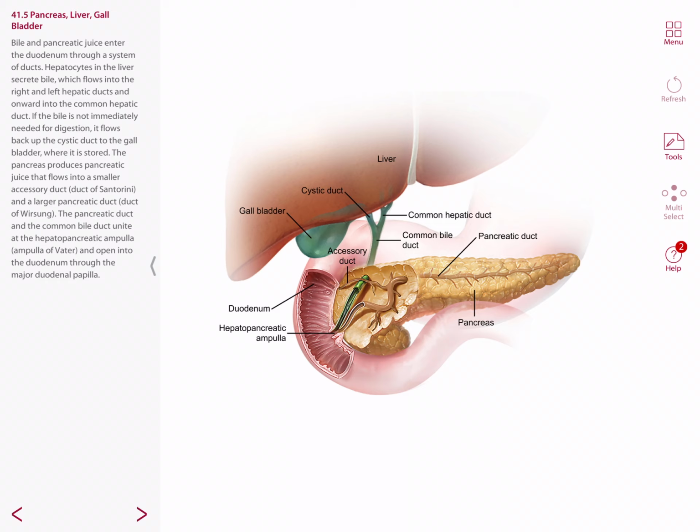Those come down and join together, and their united name is the common hepatic duct. That common hepatic descends and joins up with a duct that we call the cystic duct. So common hepatic duct and cystic duct form the common bile duct. Common bile duct joins with the main pancreatic duct there in the duodenum at the hepatopancreatic ampulla, or the major duodenal papilla.